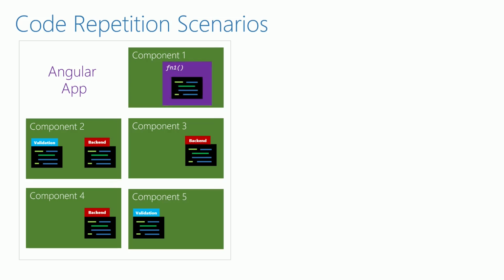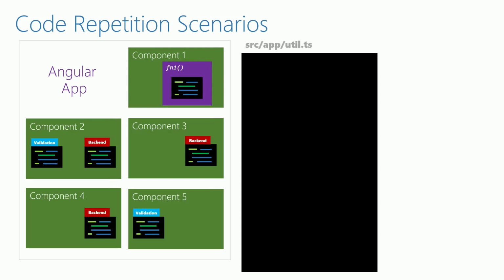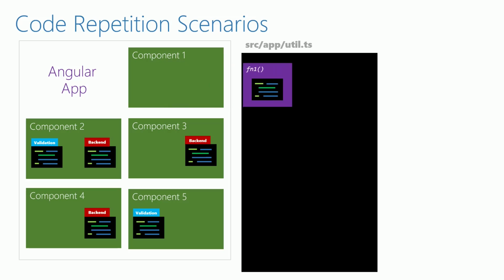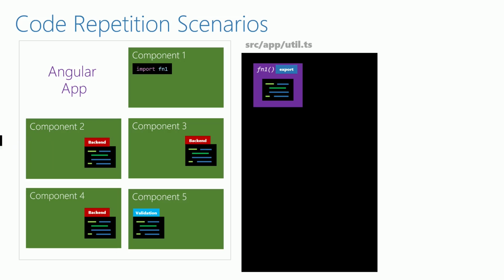Those functions can be included in a separate TypeScript file. The functions within this TypeScript file should be defined with the export keyword so that they can be imported and accessed in the components which need them. Now the validation code repetition can be avoided in the components. Those components can import the function and call them.